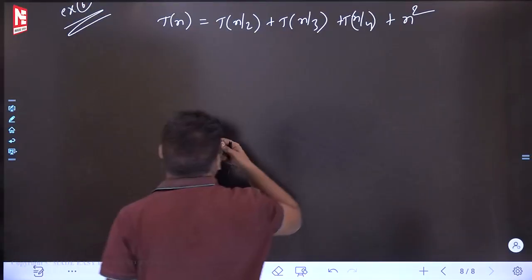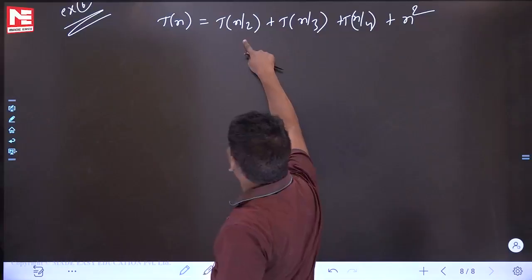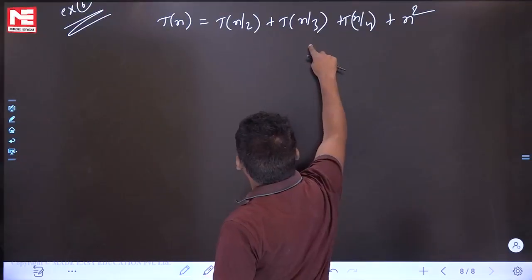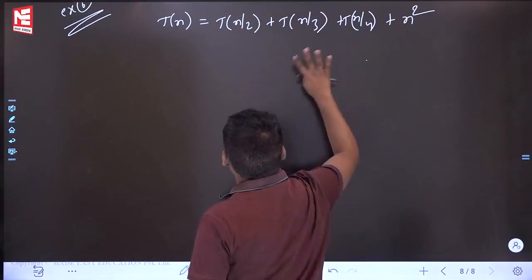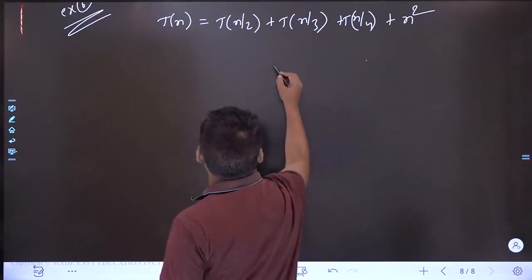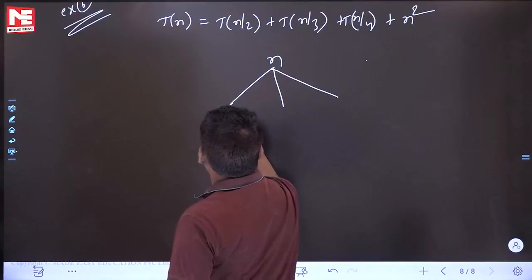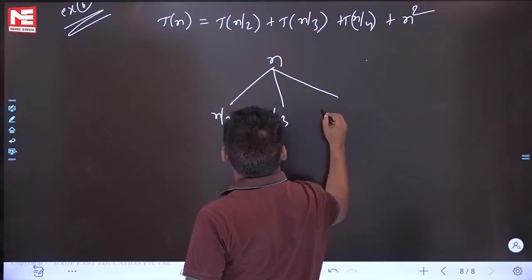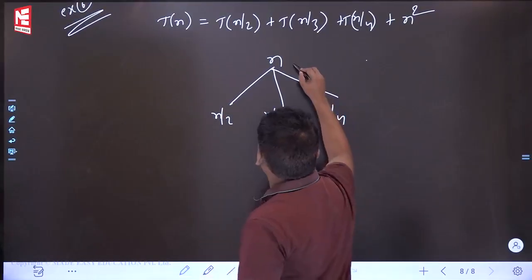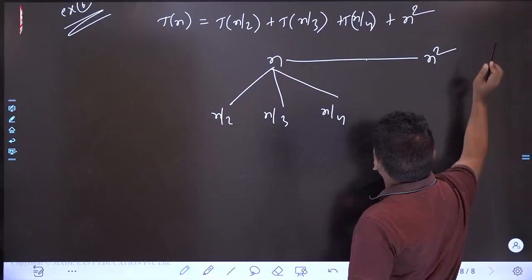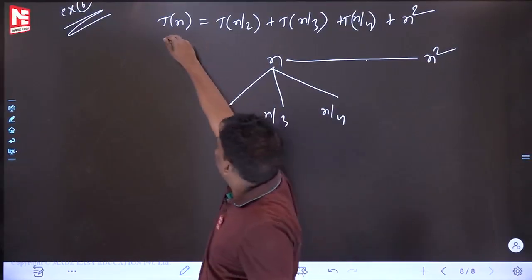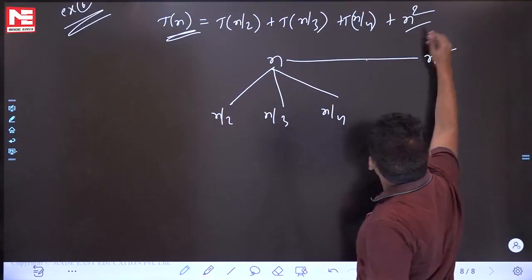Fine. Let's see roughly. Left multiply by 1 by 2, middle multiply by 1 by 3, right multiply by 1 by 4. Minimum 4 level diagram you write. Let's check here. N, n by 2, n by 3, n by 4. But one thing, n is there, n square. Same thing here.